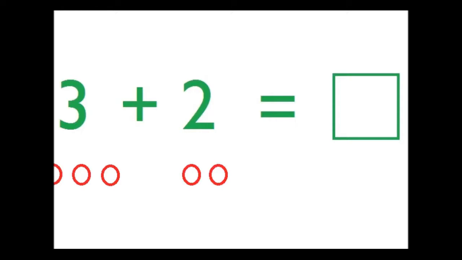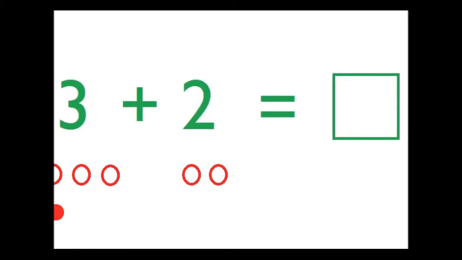2. Okay? And this would be equal to something here. And in order to get our answer, what do we have to do? We have to count up all of these marbles to get our answer. So count with me, boys and girls. Let's go. 1, 2, 3. Count on with me. 4, 5. How many marbles did we get?